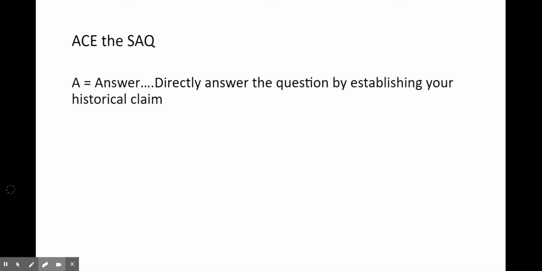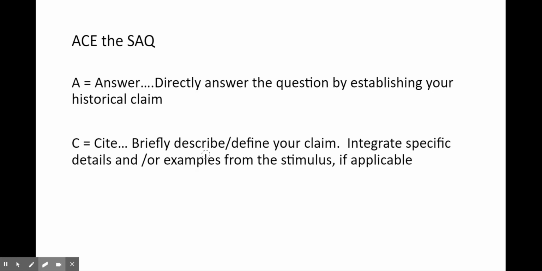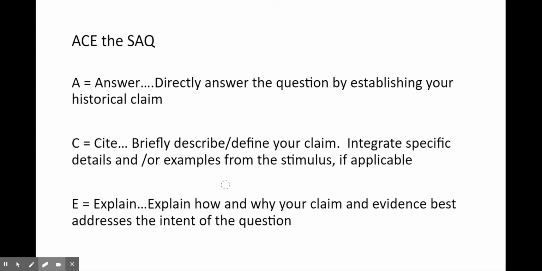Another good skill that I would probably get into the habit of is remembering the ACE for the SAQ, which is a neat little acronym that is pretty explanatory once you get rolling. A: answer the question directly with your historical claim using those words from the prompt, and just give that flat out answer. C: cite the answer by giving an example of maybe a person or a place, a proper name, something that's going to help give that answer some clarity and specificity, if you will. And E: finally, explain it. Why? How? Your claim and evidence best addresses the intent of the question.